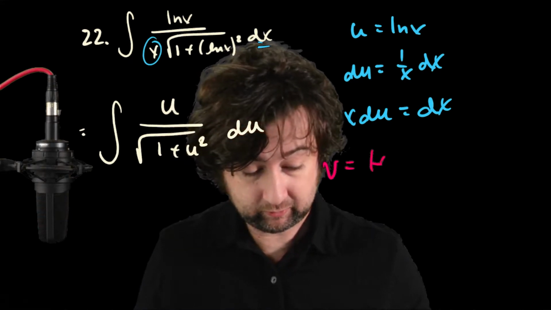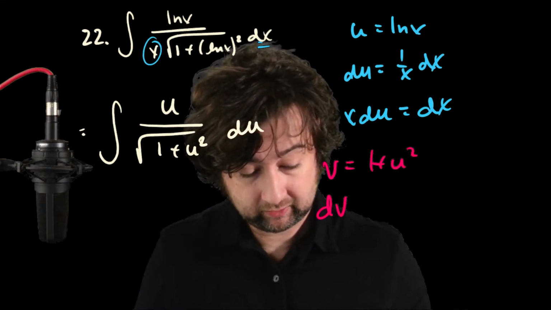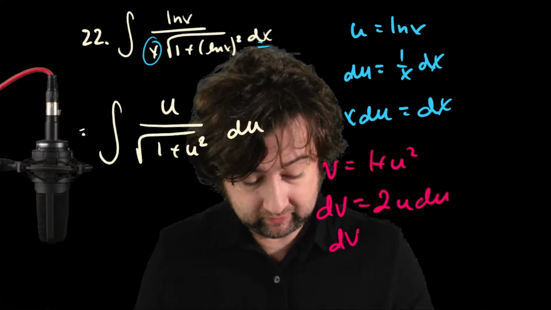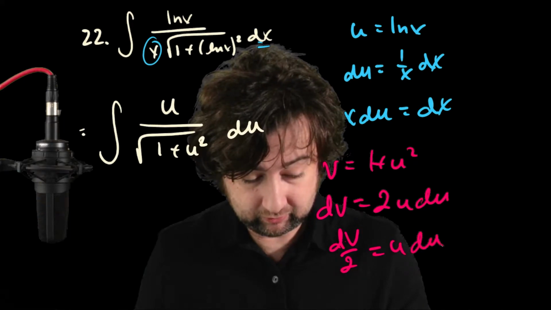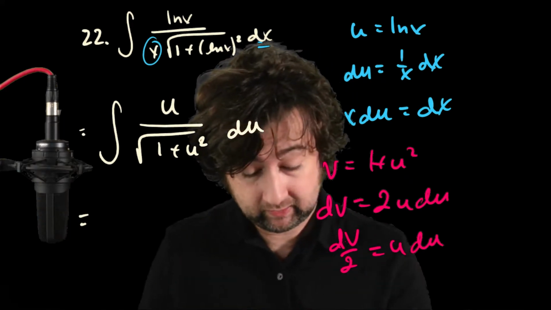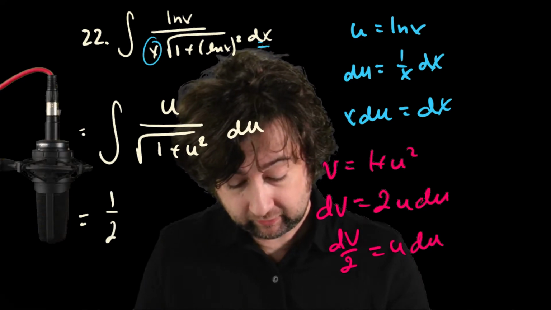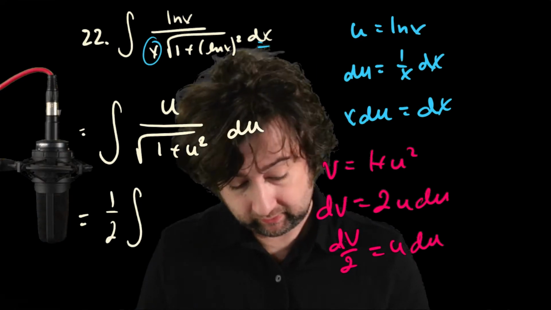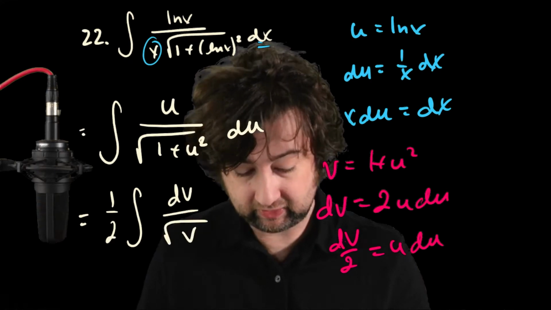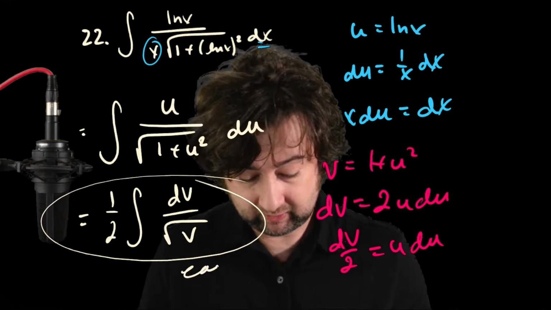v is equal to 1 plus u squared, so dv is 2u du, which means dv over 2 is equal to u du, and this entire integral can be transformed one more time into 1/2 times the integral of dv over the square root of v. And this integral is easy.